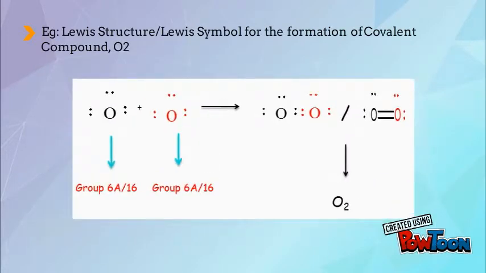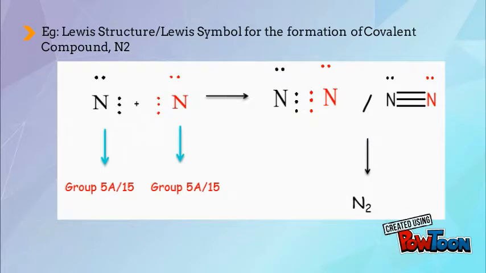Example: Lewis structure/Lewis symbol for the formation of the covalent compound O2. Example: Lewis structure for the formation of the covalent compound N2. Example: Lewis structure for the formation of the covalent compound CO2.